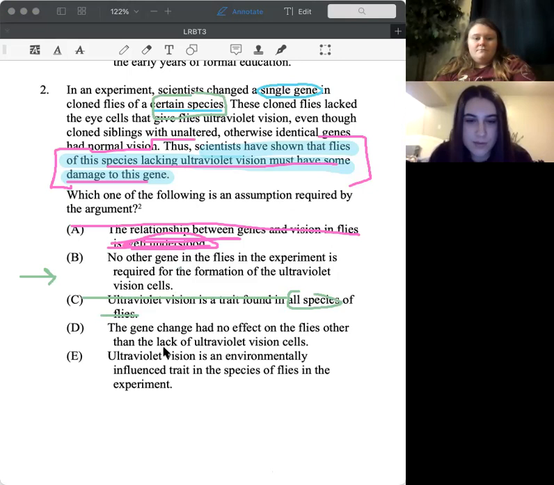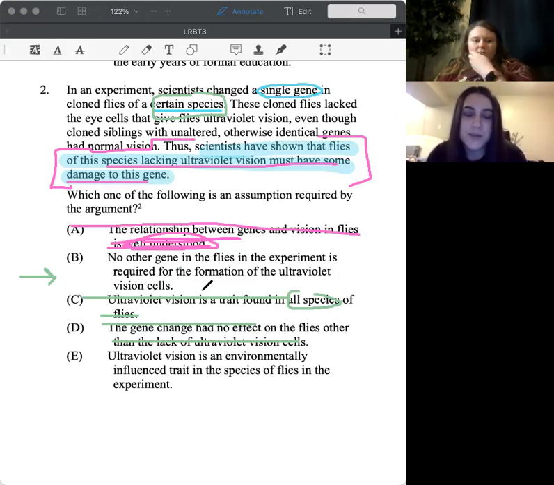And then E, ultraviolet vision is an environmentally influenced trait. No, to me this is random. It has nothing to do with what the stimulus was about. If it was an environmentally influenced trait and that was important, they would have talked about putting the flies in different environments to see. We don't care that it's environmentally influenced. Even if it is, that doesn't mean that damage to it isn't required or is required. It's irrelevant, and it's new information too. Yeah. Our answer is B.